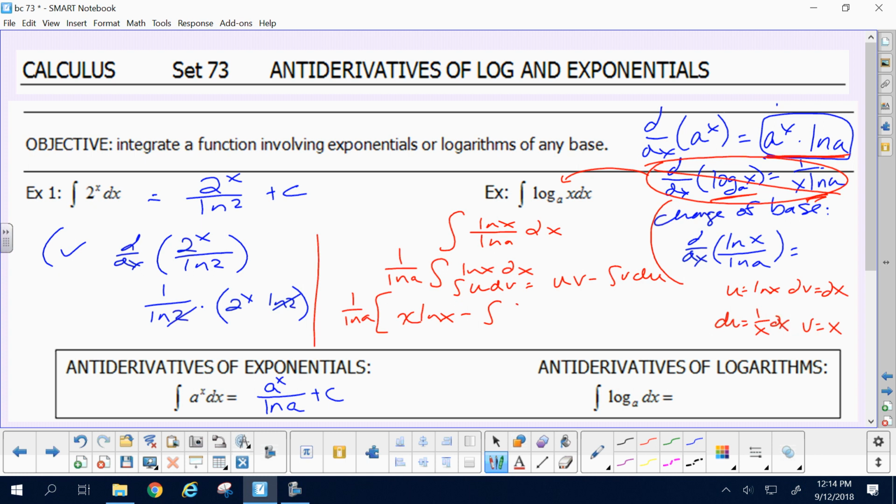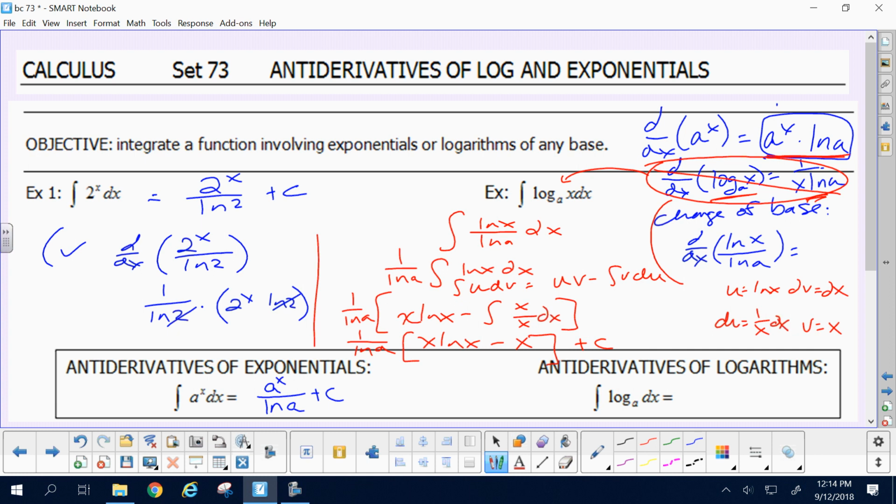X over x dx, yes. We all concur. Okay, so we get something like 1 over natural log of a, x natural log of x, minus x. Now, whether you put the plus c in the brackets or out here, it wouldn't matter, because either way it would be a constant. And so that's the idea.